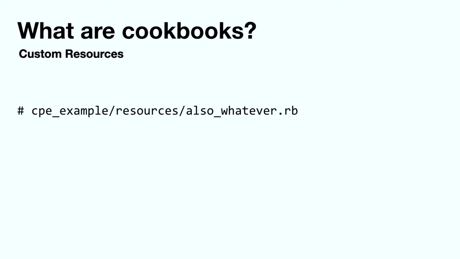Custom resources, this is a little bit more advanced, and we won't get too deep into this. But it's in resources. So you have the name of your resource in the resources folder in cookbook CP example. And for these, they're also made available, but these you do have to include.